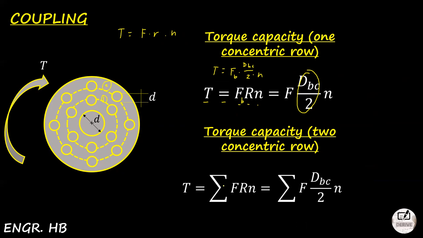And of course, the torque capacity is just a summation of force, or the individual load, times radius times number of bolts. It's just like this, but added together, because there is a torque in number 1 and also a torque in number 2. So for two concentric rows, it is the first torque plus the second torque, or the summation of F times radius, or F times the bolt circle diameter divided by 2 times the number of bolts.